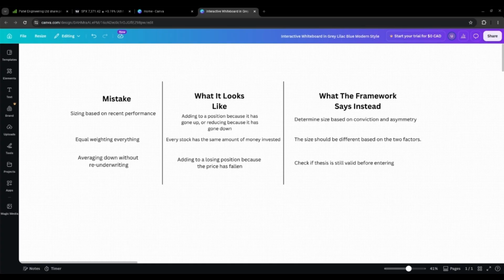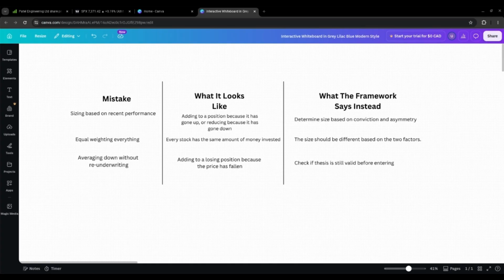Three mistakes, all three feel like reasonable decisions in the moment. All three produce systematically worse outcomes than the framework applied correctly. The common thread: all three involve using a shortcut in place of the two variables that actually determine appropriate sizing. Recent past performance instead of conviction assessment, equal weightage instead of differentiated analysis, price movement instead of thesis re-underwriting.